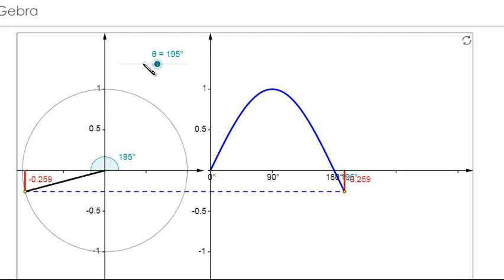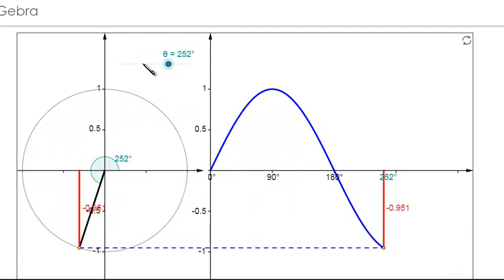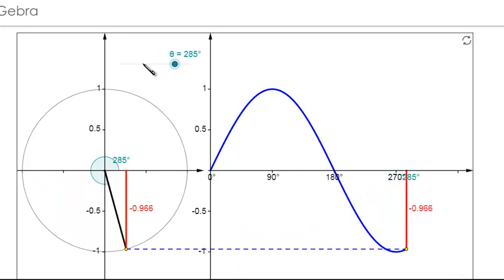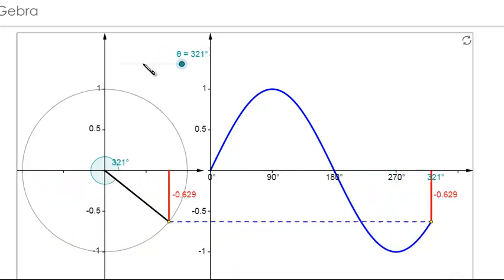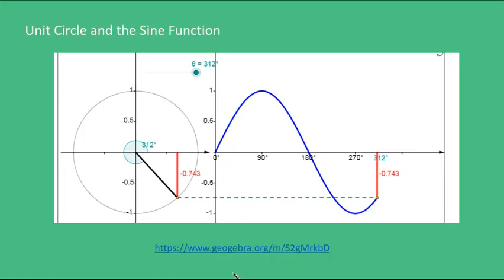Notice the y value continues to decrease, and then it starts increasing again. And so this could conceivably go on forever and ever. As we continue going around past 360, this would continue on to the right here. So that app can be found here. Now let's look at the cosine.